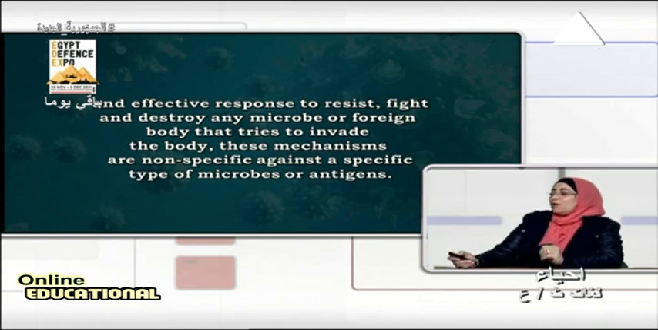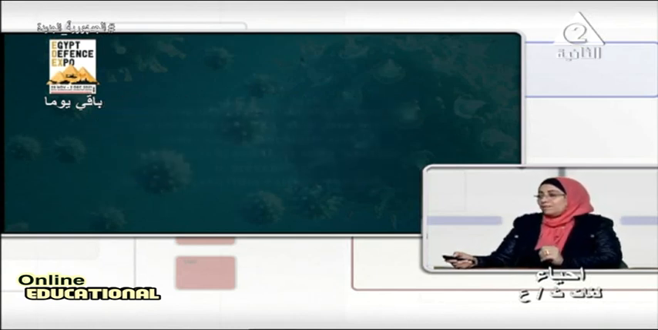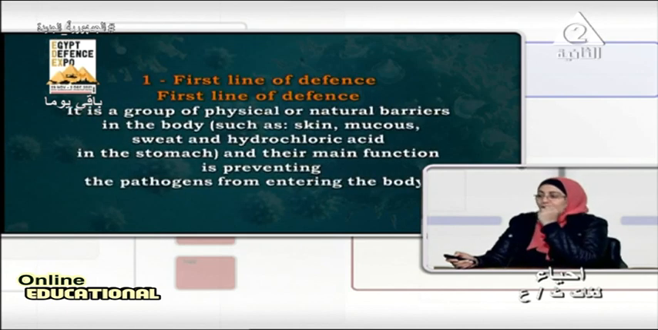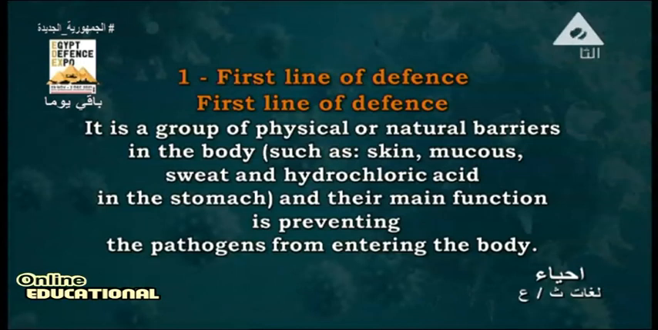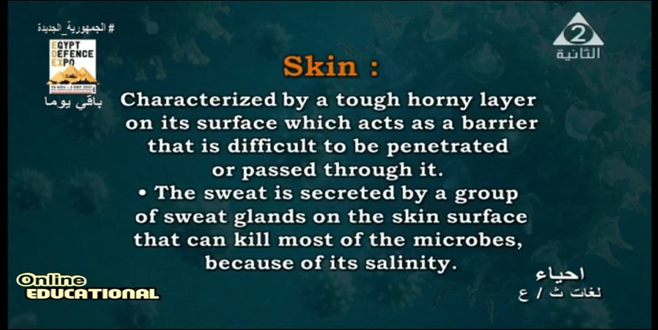Now, how can the microbes enter? The first line of defense is the physical or natural barrier in the body, such as skin, mucus, sweat, and hydrochloric acid found in the stomach. These prevent the pathogen from entering the body. The skin is characterized by a tough horny layer on its surface, which acts as a barrier that is difficult to penetrate or pass through.